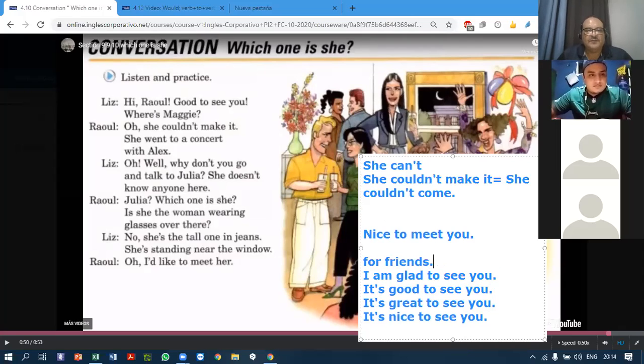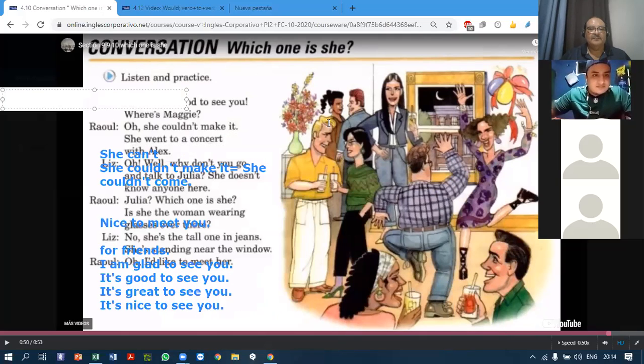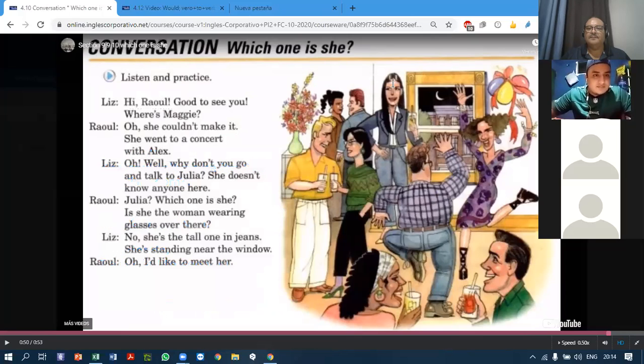Any other expression? Question? Teacher. Standing. They are standing. Yes. All these people, they are standing. Look, standing, standing, and nobody is sitting, okay? In this moment, you are sitting. Yes? Okay. And these people are standing. No chairs, no sofas, no place to sit down, okay? So they are standing.